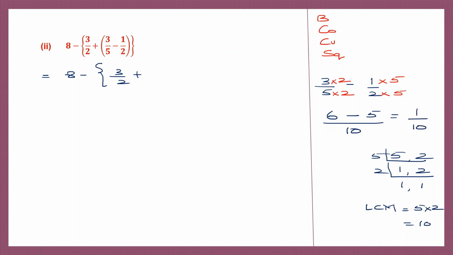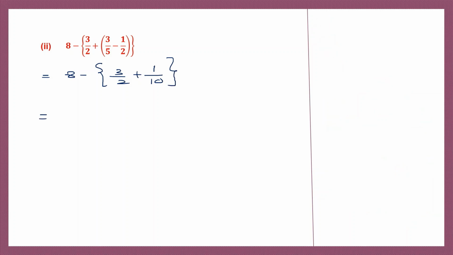So let's write that down here. So we have removed our parenthesis. We have put our answer here, 1 by 10, and we are closing the curly brackets. So now we have to work out what is within the curly brackets. So let's work out 3 by 2 plus 1 by 10.